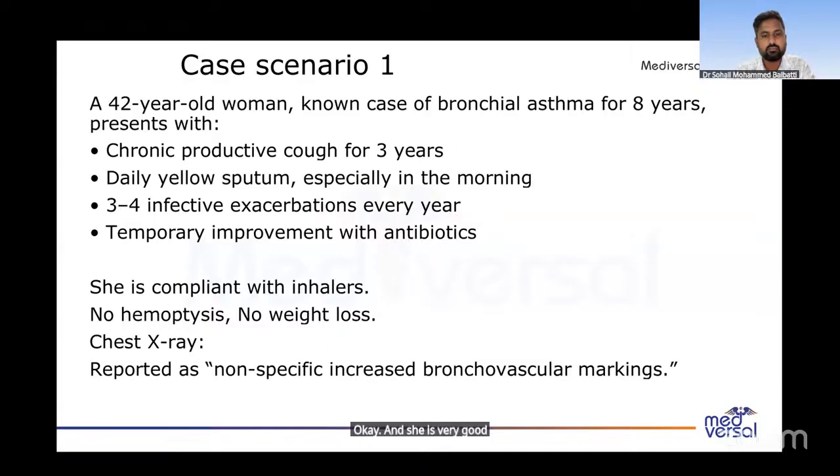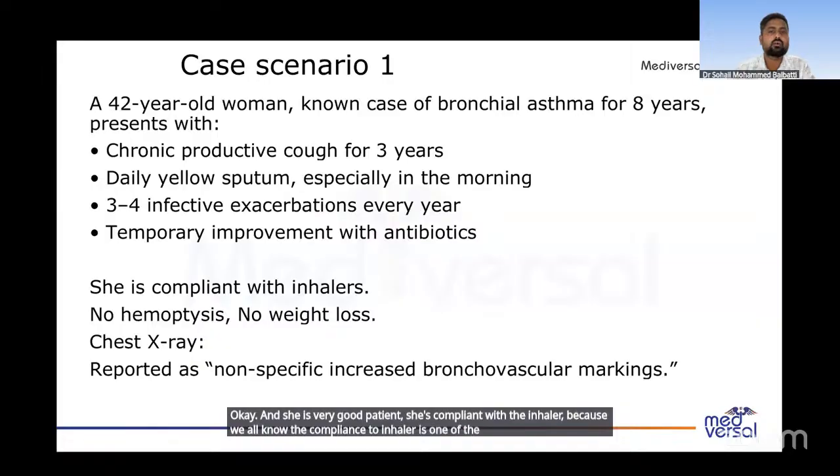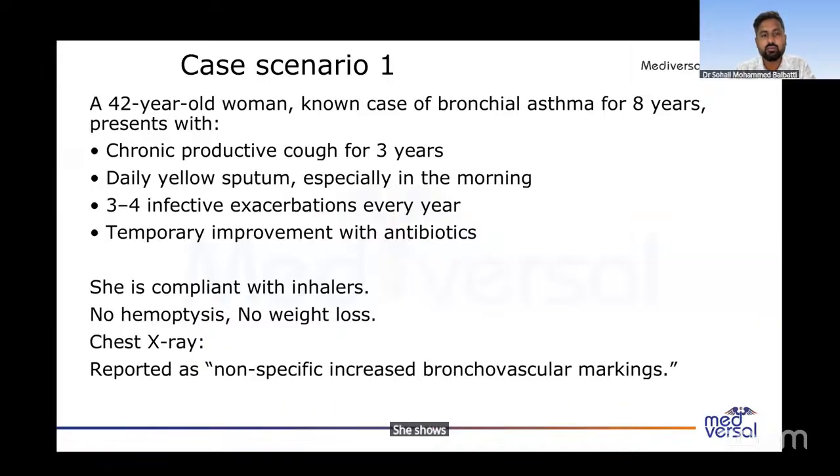Okay. And she is a very good patient. She is compliant with the inhaler, because we all know non-compliance to inhaler is one of the important causes for exacerbation in asthma. And she shows the technique very well. She does not have any hemoptysis, no weight loss at present. And her chest X-ray was reported every time as non-specific increased bronchovascular marking. So what should we think in this patient?